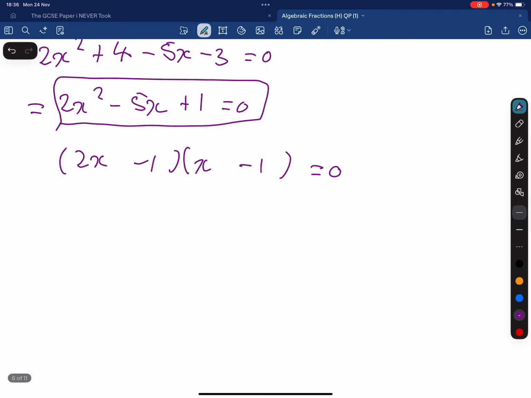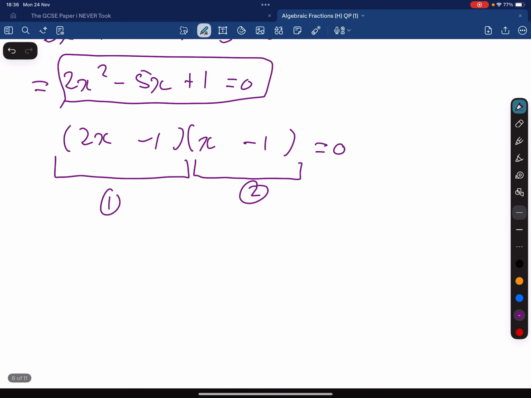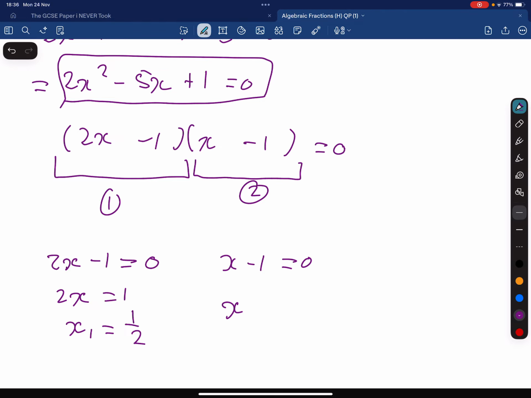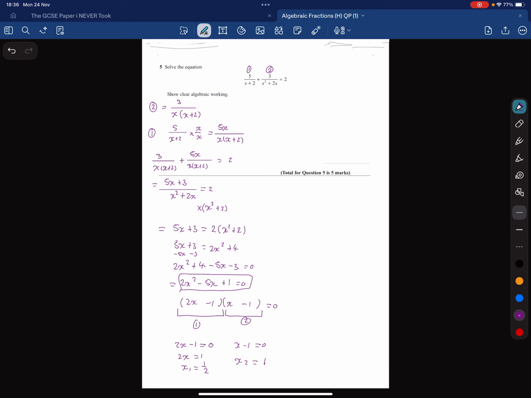To solve this, one of these brackets, bracket 1 or bracket 2, must be equal to 0, because 0 times something else, doesn't matter what it is, is still 0. So we have 2x minus 1 equal to 0, so 2x is equal to 1, adding 1 to both sides and dividing by 2, x1 is equal to a half. And the second one, x minus 1 equal to 0, add 1 to both sides, x2 is equal to 1. So there we are. That is the equation solved.